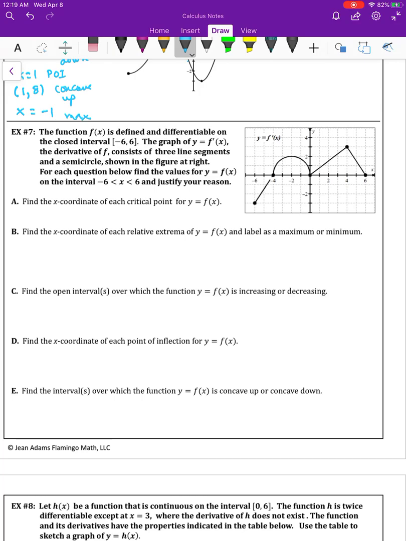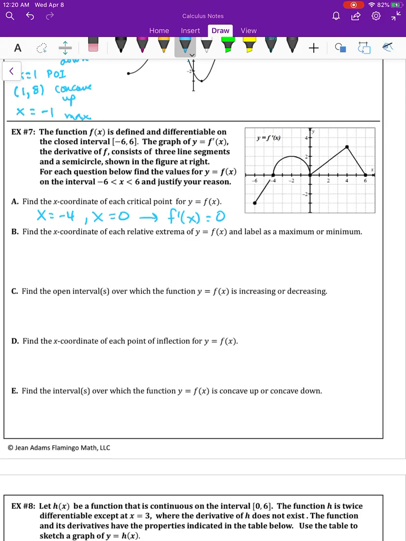So let's just remember, this is our derivative, and so if you have a critical point, it would be where your derivative is 0 or undefined, okay? So I see a 0 at negative 4, 0, and 6, okay? Well, 6 is an endpoint, so let's just look at x equals negative 4 and x equals 0. And these are where your f prime of x equals 0. We're not going to include the endpoints.